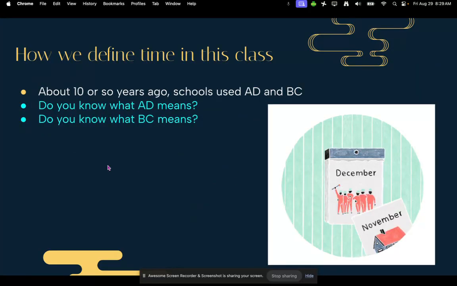All right. About 10, probably even more years ago, schools used AD and BC. Do you know what AD means? And do you know what BC means? If you don't, that's okay too.